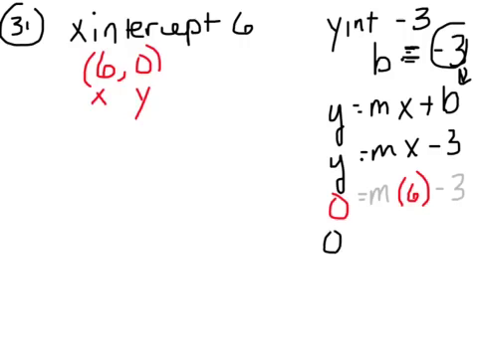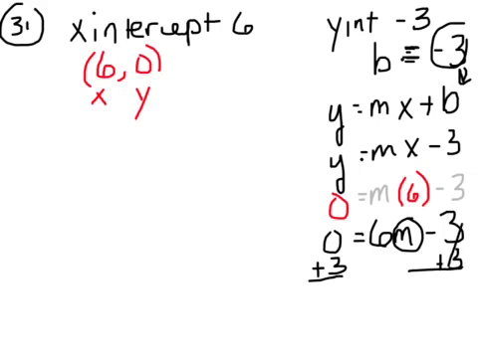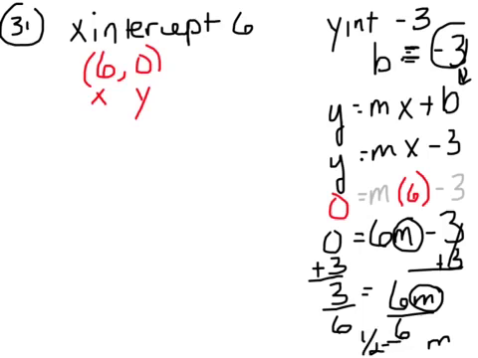Okay, so m times 6 is the same thing as 6m. We've got 6m - 3, right? So I'm trying to get m by itself. Let me add 3 to both sides. I have 6m = 3. Still trying to find out what m is. Let me divide both sides by 6. So m is equal to 3/6, but doesn't that reduce to 1/2? Oh, there's my slope. My slope is 1/2.